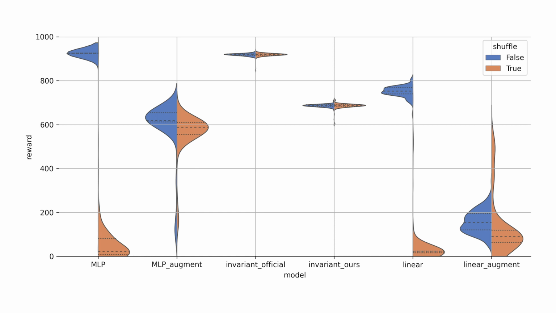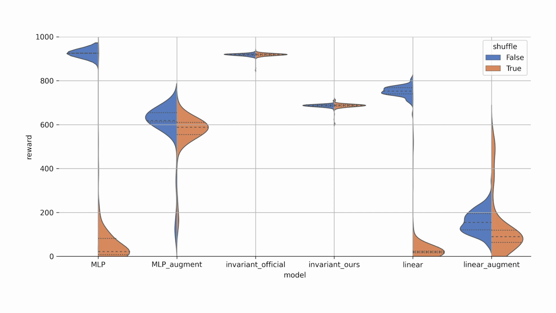Here are the results. Alright, so this plot investigates how good or bad different models are at dealing with feature shuffling. On the x-axis, we have 6 different models. A small note here, invariant ours corresponds to the model I tried to train from scratch, whereas the invariant official is the permutation invariant model with the weights the authors open sourced on GitHub. The y-axis represents the overall reward. Finally, the 2 colors represent whether shuffling was taking place or not. And the actual distributions were obtained by running 200 rollouts.